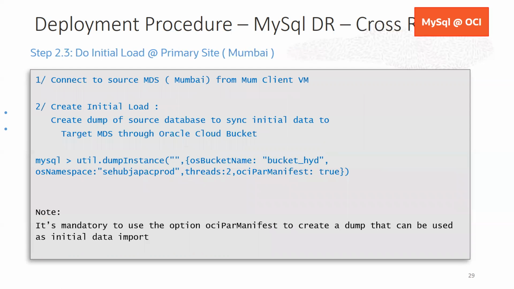Now let us do the initial loading procedure. For that, we need to create a dump of the primary database using the util.dumpInstance procedure with the bucket name as a parameter. This procedure will create a data dump and a metadata dump, and push them to the bucket specified here. It is mandatory to use the ociParManifest option to create a dump that can be used as an initial dump import.